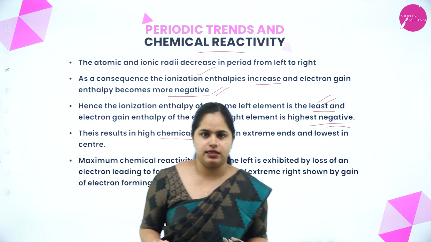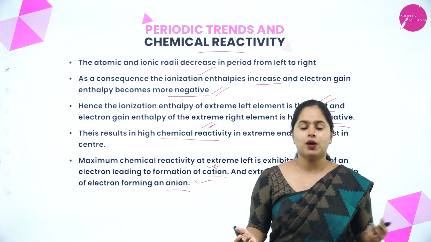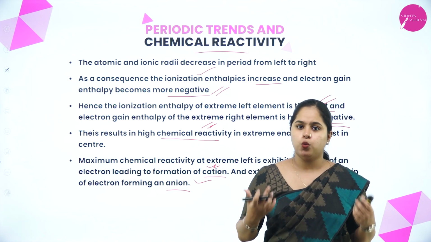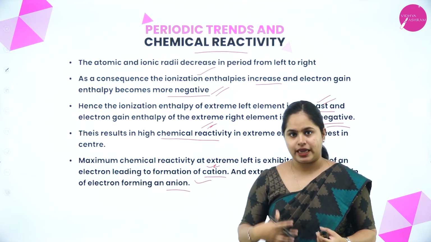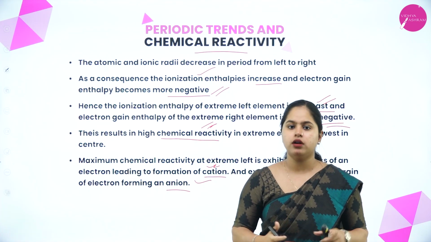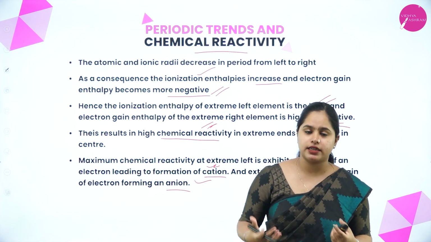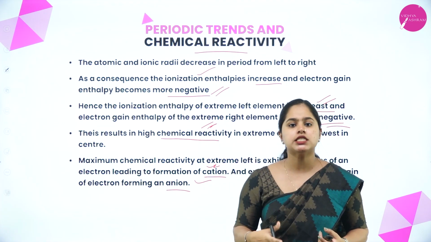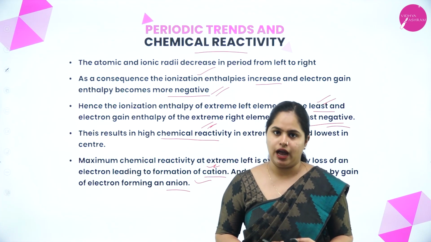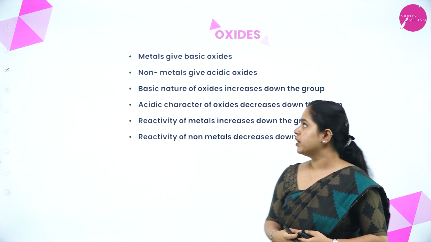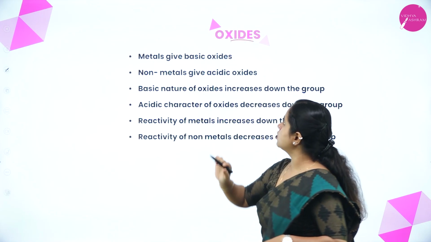So to summarize this, towards the left and towards the right, the chemical reactivity will be more. Towards the left, they will form cations by losing an electron, and towards the right, the chemical reactivity is more because they have the tendency to accept electrons and form a negatively charged ion, that is anion. I hope it is clear. So now we are going to study about oxides.